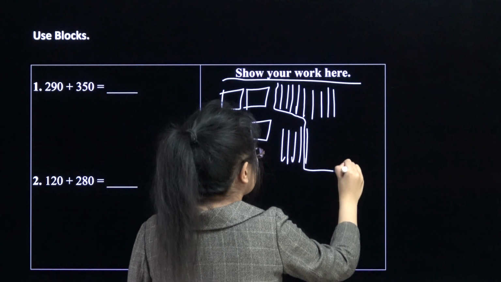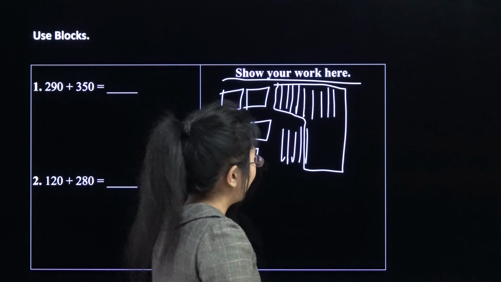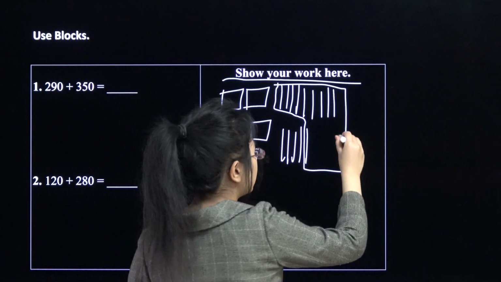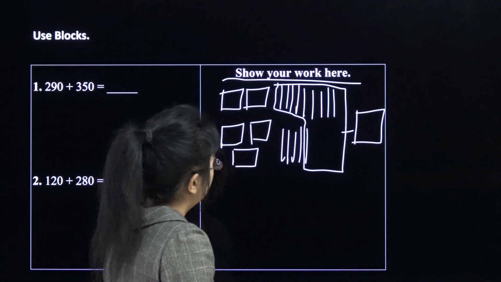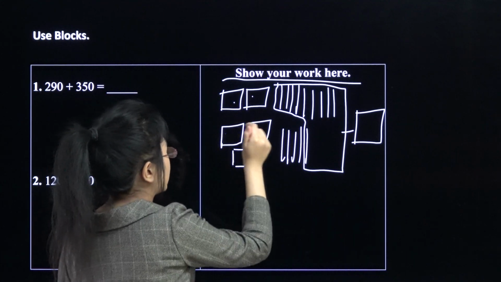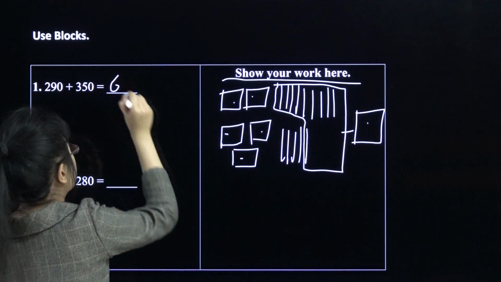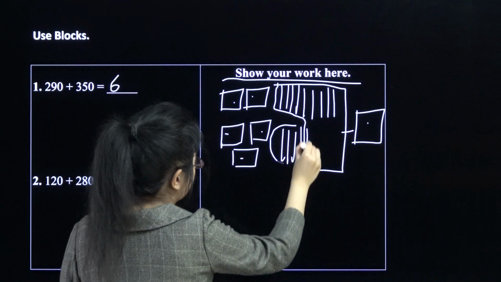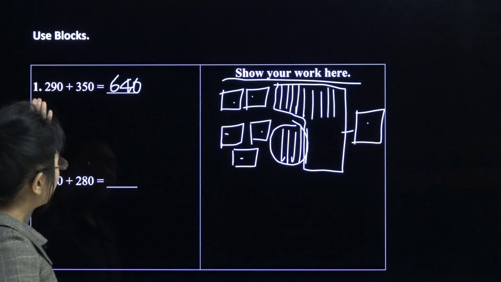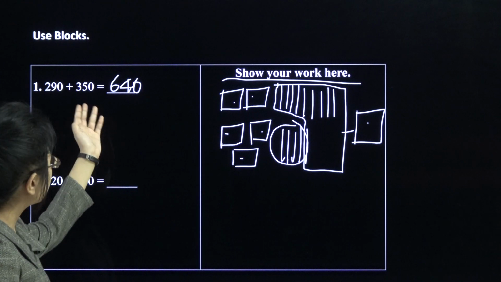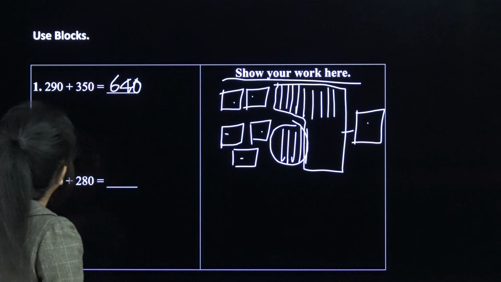And 14 is 10 and 4 ones. Or in this case, 100 and 4 tens. Now let's count. 1, 2, 3, 4, 5, 6. So that'd be 600. And there's 4 tens left. 40. 290 plus 350 equals 640. That looks like a 6.